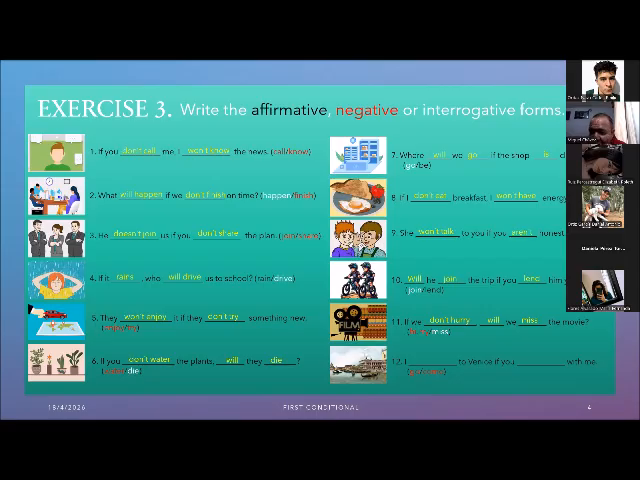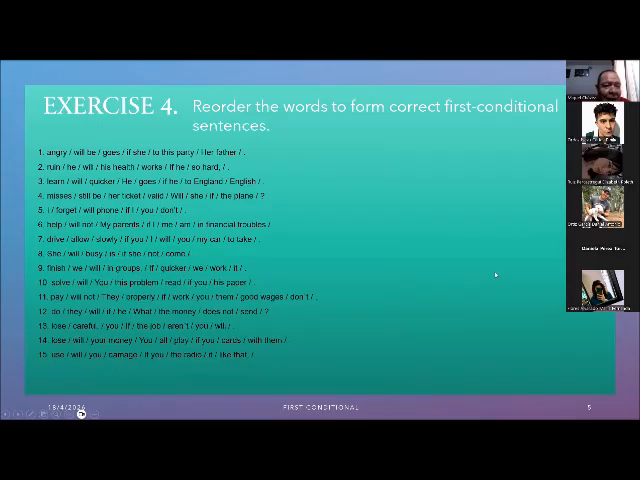Yes, Carlos Emilio. I won't go to Venice if you don't come with me. Exactly. I won't go if you don't come. Thank you so much, Carlos Emilio. Okay, let's see our next exercise. Reorder the words to form correct first conditional sentences. Please order them.